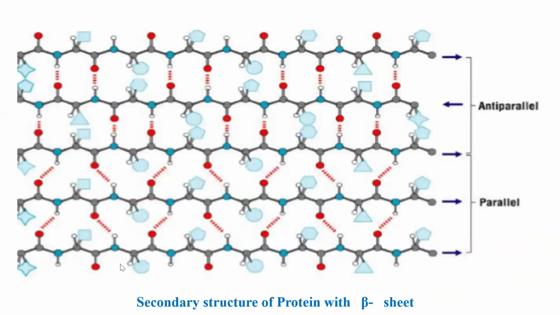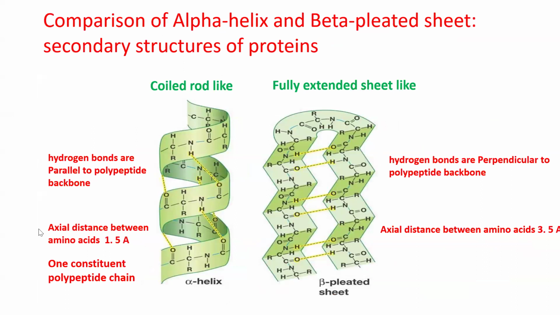This is how the beta-pleated sheets, both the parallel and the antiparallel structure, look like. The comparisons of alpha helix and beta-pleated sheet secondary structure of proteins: the alpha helix looks like a coiled rod, and the beta-pleated sheet is a fully extended sheet-like structure.